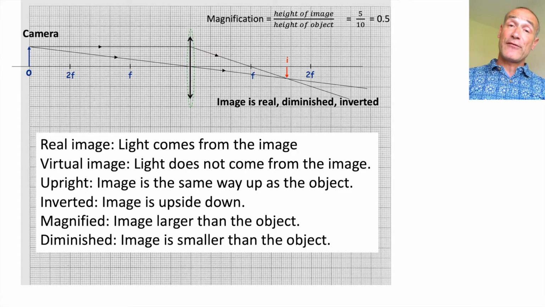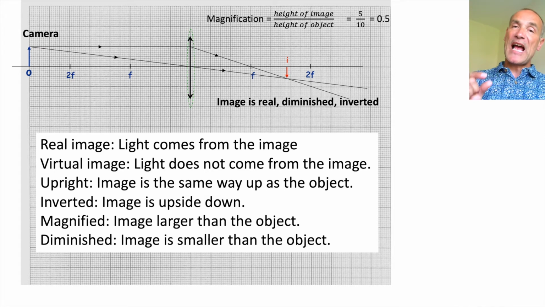Now we've seen it through experiment, we also need to be able to draw ray diagrams to show what happens to light as it goes through a convex lens and to prove where the image is produced. I want to go through some of these key terms with you before I show you ray diagrams of how to draw these. The first one is a real image means that light comes from that image. You saw in that demonstration that light was focused on a screen, and that light was reflecting off the screen, and everyone could see that image.